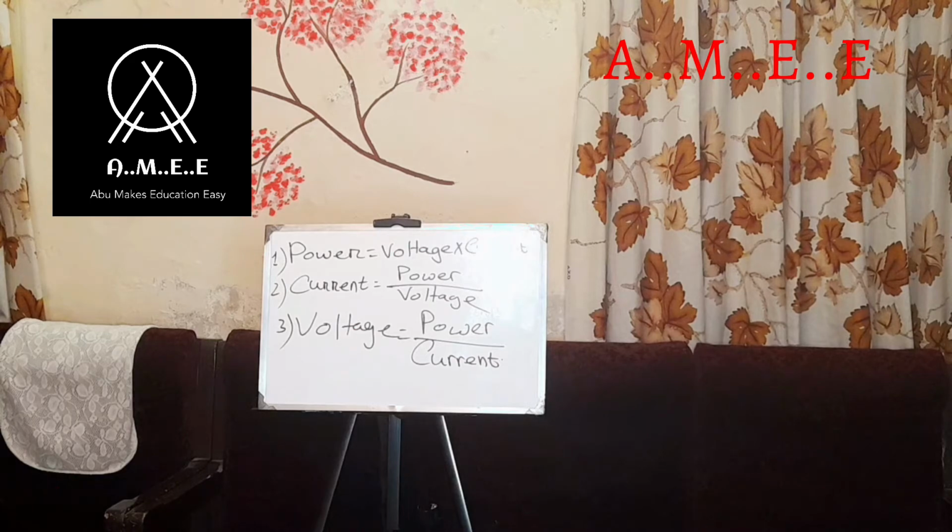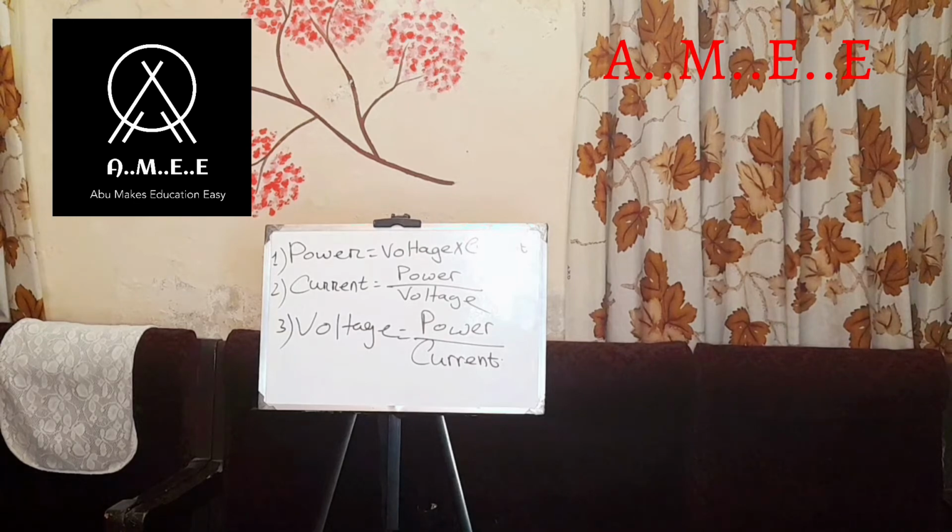Now, quickly let us listen to some examples. For example, a bulb is getting 3 ampere of current from a 12 volt battery. If we are asked to find the power, we will use the formula power equals current into voltage. Remember these two things: we are given the amount of current and the amount of voltage.